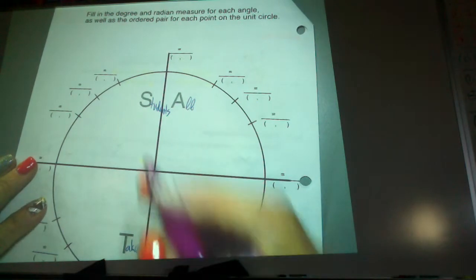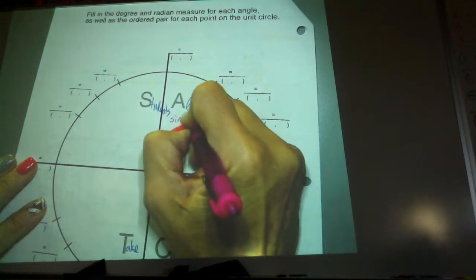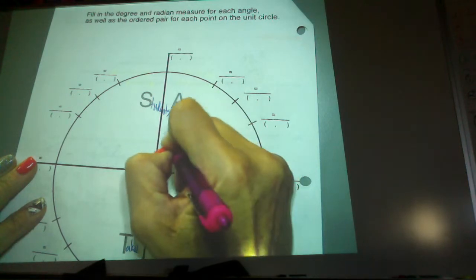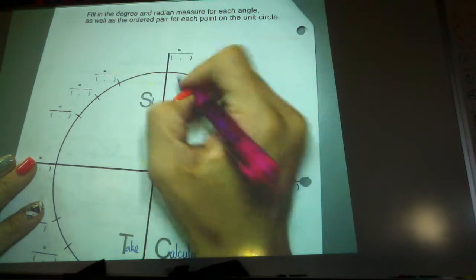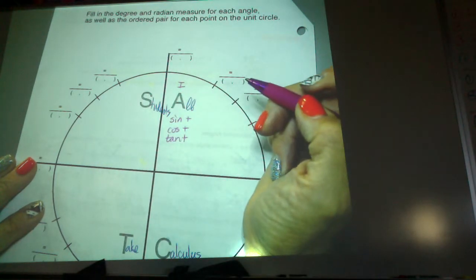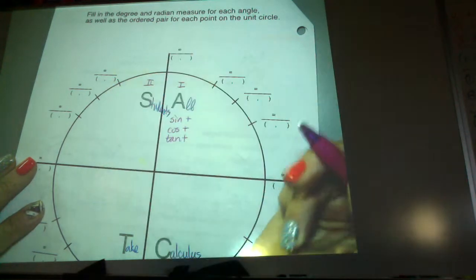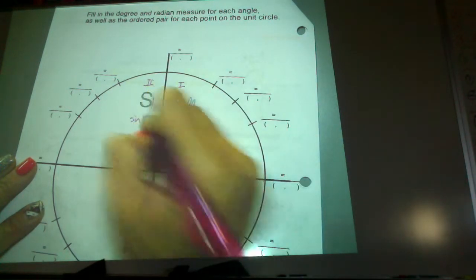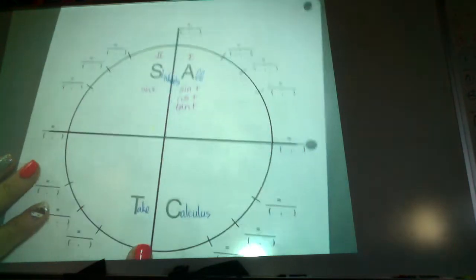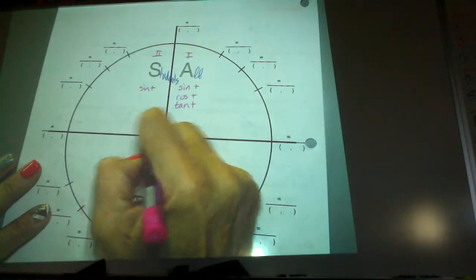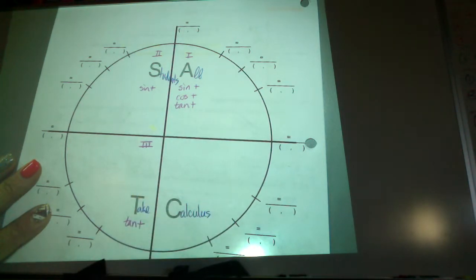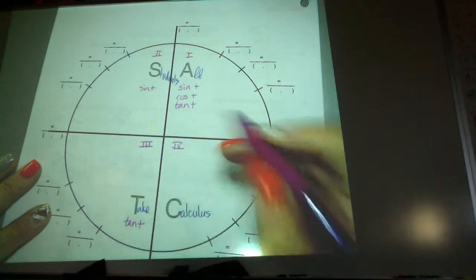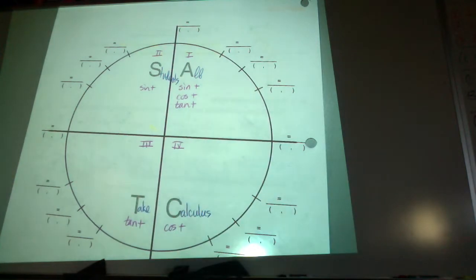And what that's telling you is that all of sine, cosine, and tangent are positive in quadrant 1. This is quadrant 1. For those of you who don't know, this is quadrant 2. So in quadrant 2, only sine is positive. Everything else is negative. In quadrant 3, only tangent is positive. And in quadrant 4, only cosine is positive. All others are negative. So that's what those are telling you.